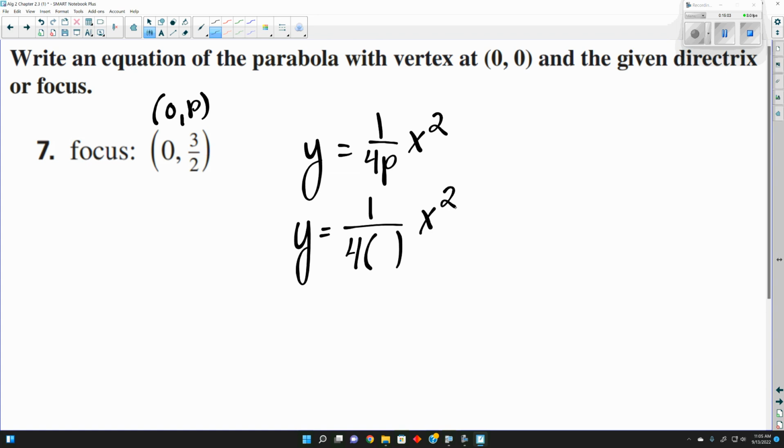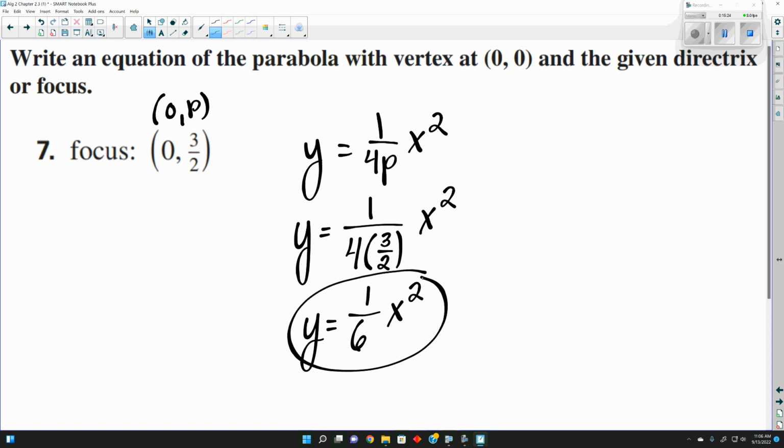And for this one here, the value of p is what? Three over 2. And again, at this point here, we just need to simplify it so we could plug this into a calculator and let it do it for us. And it'll just tell us that we have 1/6 x squared. And that's the answer. That's all we need to find.